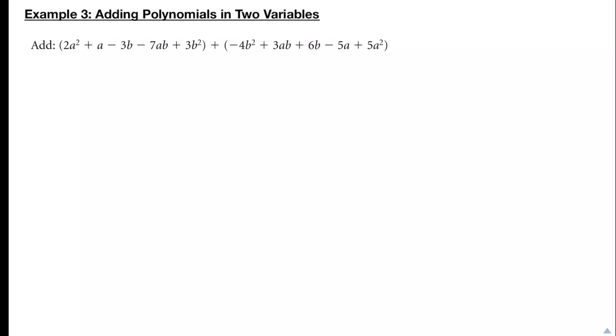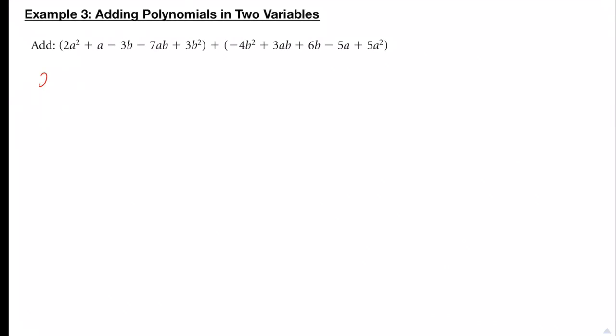All right, so last example, we're going to try to add polynomials in two variables. So in this case, we have a and b. But the steps are the exact same. We want to combine our like terms together, and we also want to drop the brackets and just put our terms together.